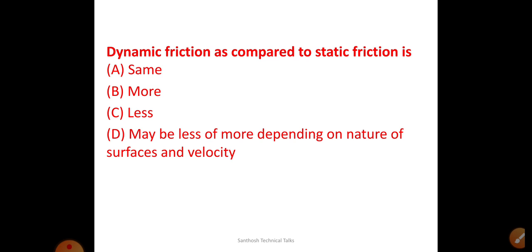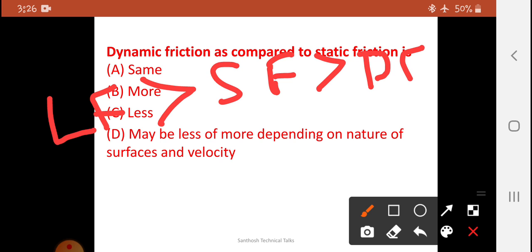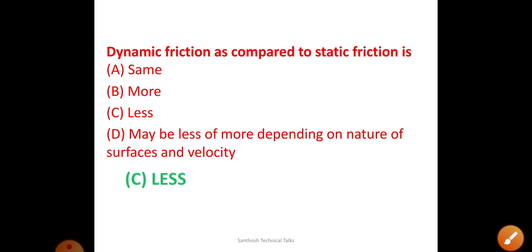Okay, the dynamic friction as compared to static friction is, we know that dynamic friction is very low. Limiting friction is greater than static friction, which is greater than dynamic friction. Therefore dynamic friction as compared to static friction, it is less.